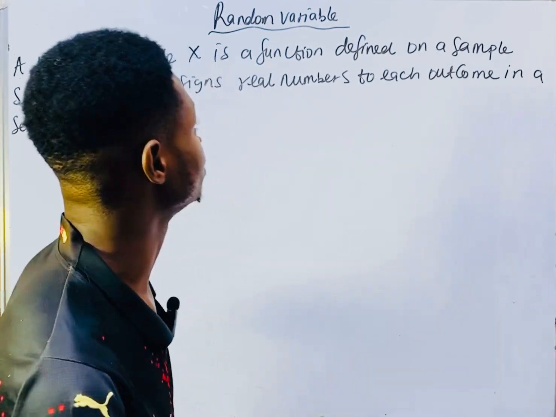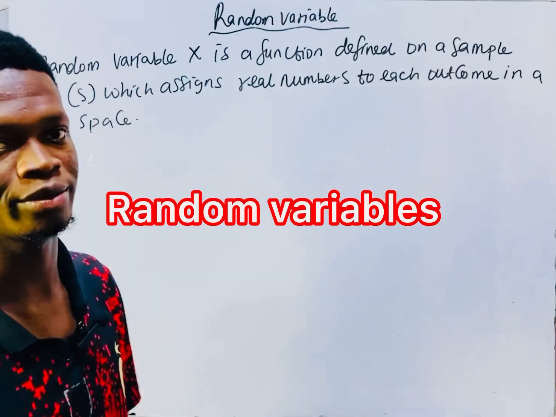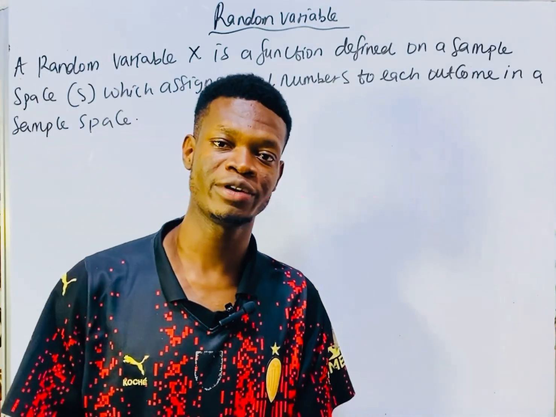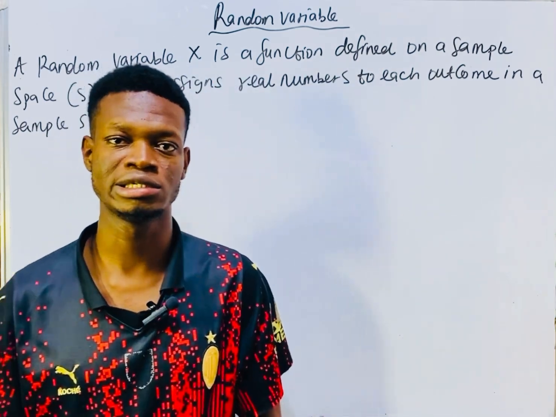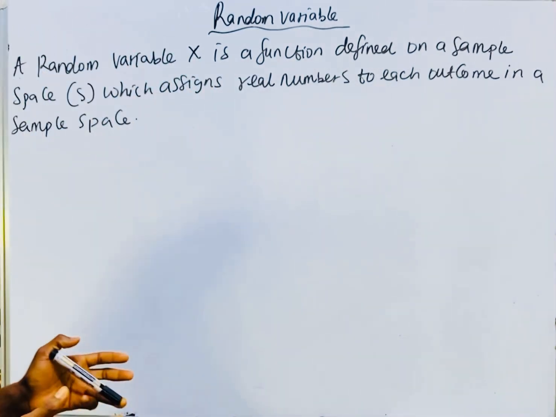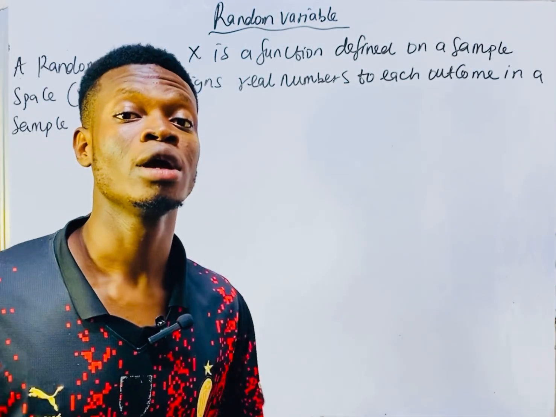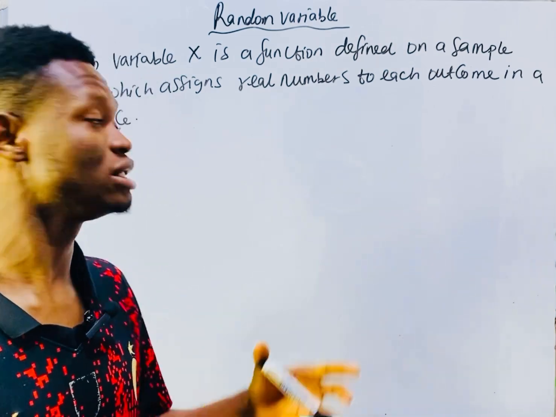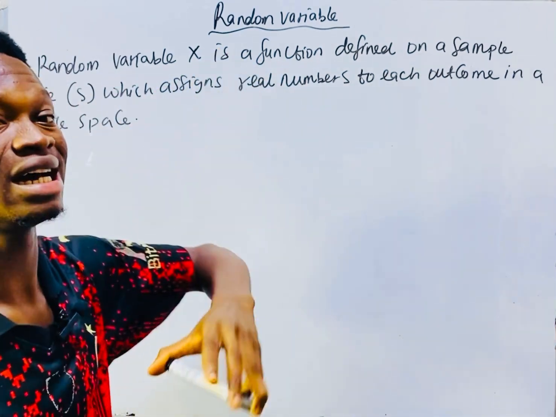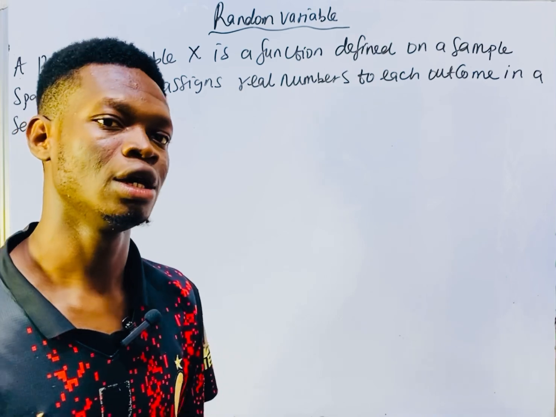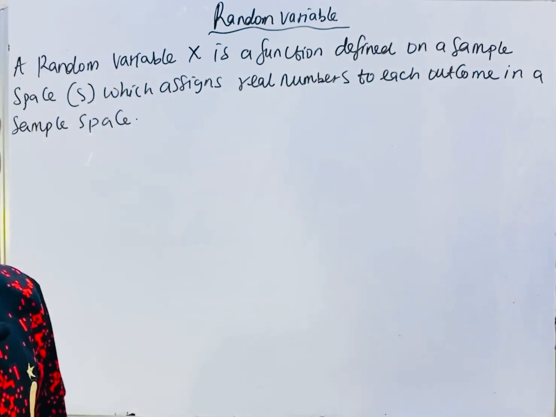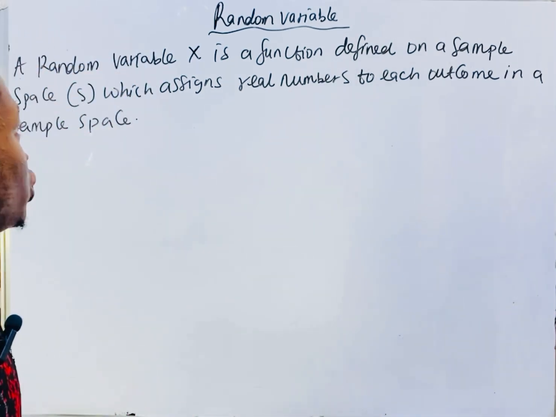Today, we are going to be talking about random variables. Random variables are very important in statistics and in probability. So, what is a random variable trying to tell us? The random variable is usually denoted as x, or you can use y, or some use z. Use anyone you want.